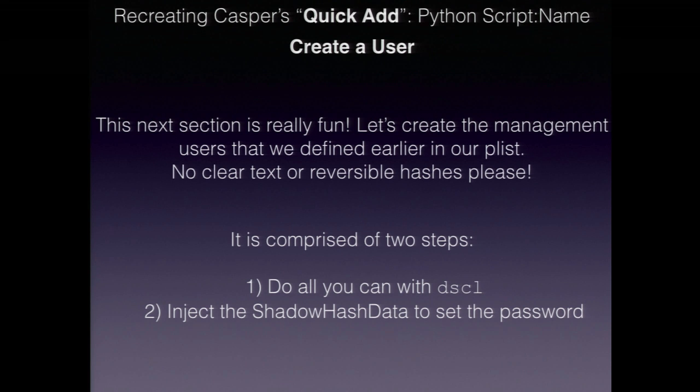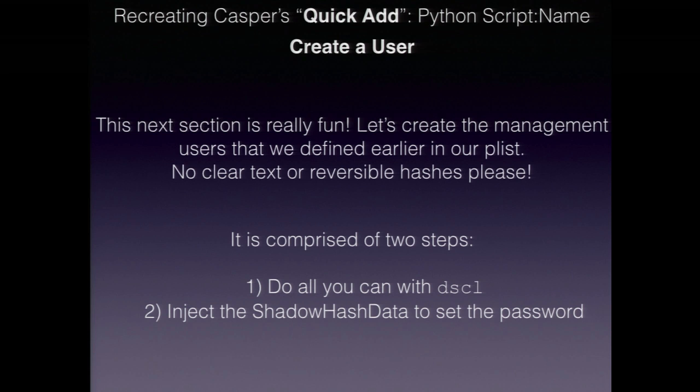Okay, this section is pretty cool. We're going to create a user from the users that we defined there in the dictionary earlier. And it's comprised of two steps. First thing, we're going to do all we can with dscl. dscl is a great way to create users and set UIDs and all things like that. But it's not so great because it doesn't accept anything except clear text passwords. And when you're dealing with sending a script to a user over the internet or distributing a package, we don't really want to put clear text passwords for admin accounts in these scripts for them to create these users.